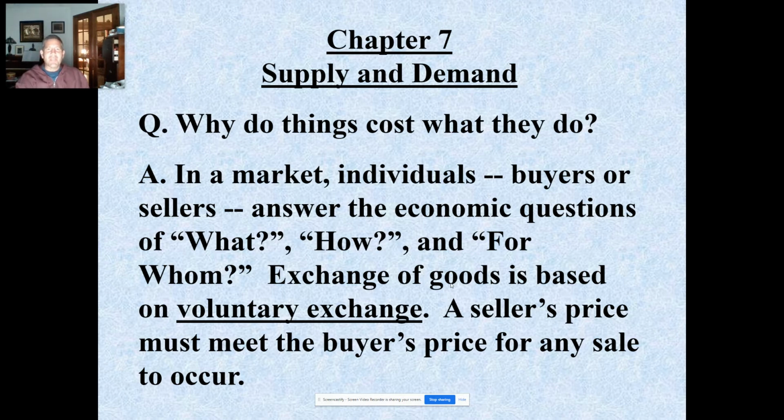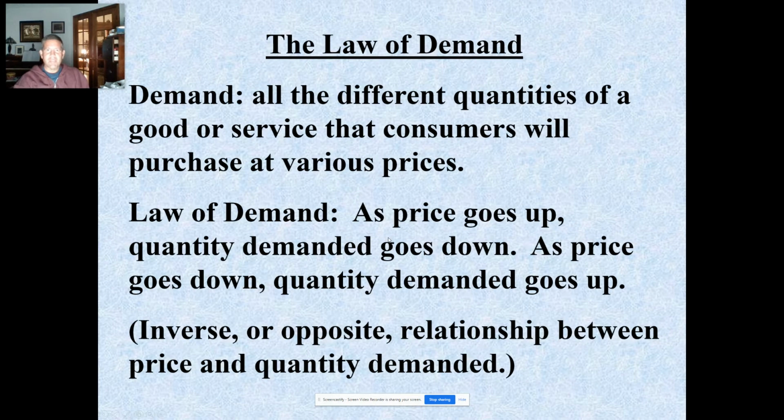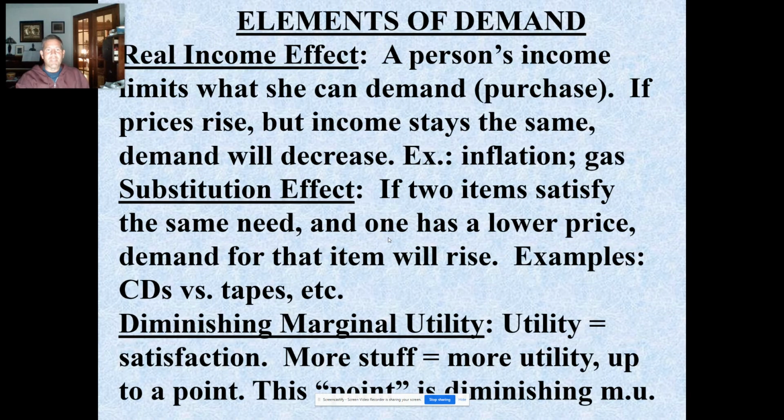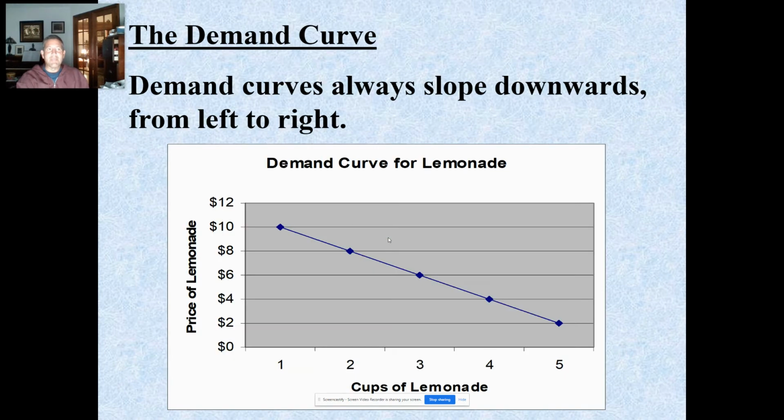We should have demand, and we should have the law of demand. And the law of demand should say, hey, when stuff is cheap, we'll buy more of it. And when stuff is expensive, we'll buy less of it. That's an inverse relationship. There's some sort of asterisks to that. Real income effect, substitution effect, diminishing marginal utility can impact that.